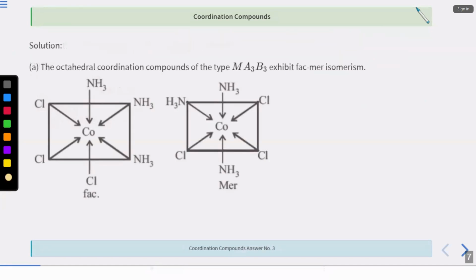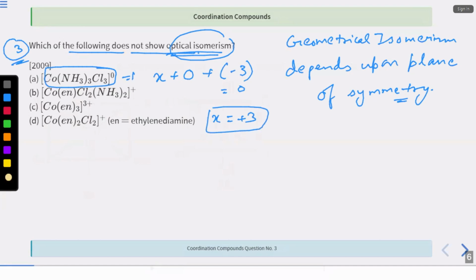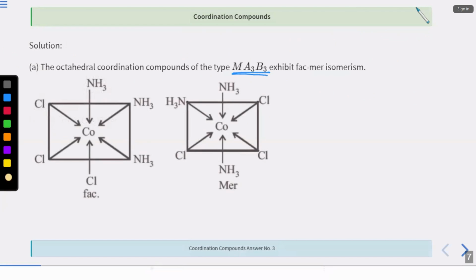So let's see. Taking the first compound MA3B3, let's see the oxidation state. Let it be X. Ammonia would be 0 and Cl3 would be -3, equal to 0. So from here I will get X equal to +3. So here cobalt is in +3 state. It would be like this only. 6 ligands, so it will be arranged like this. So it can be like this, it can be like this.